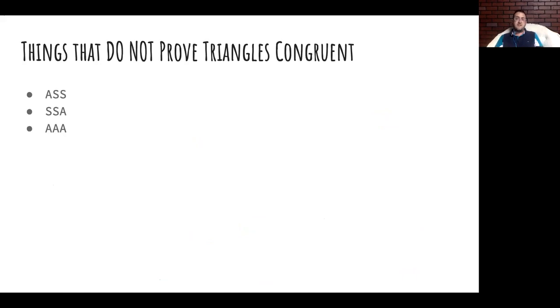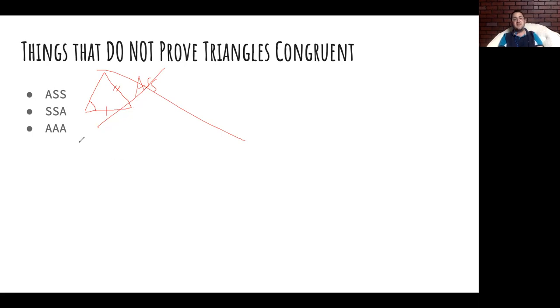The first one spells a cuss word, I know. So that one is ASS. So I will draw a triangle that is marked ASS as a warning sign here that you should not use ASS. If you have this type of scenario, you cannot prove that the triangles are congruent. And likewise, if you spell that word backwards, you can't either.